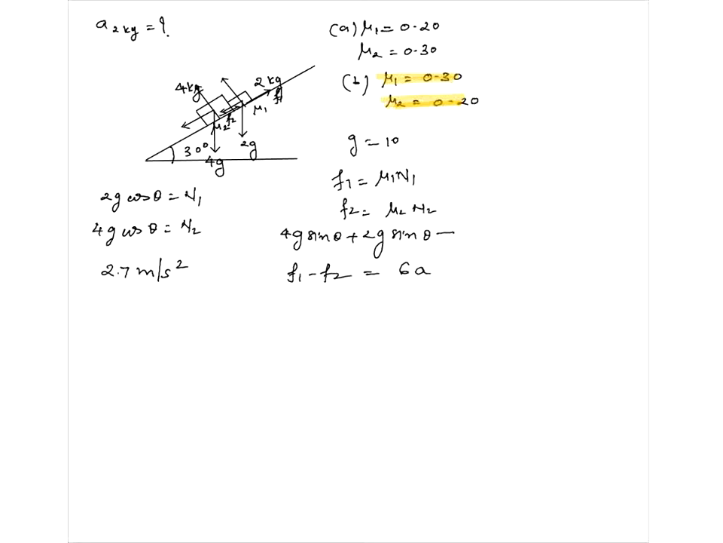This problem goes like this. You can see an inclined plane, angle is 30 degrees. There are different friction coefficients as far as the two blocks are concerned. Mu1 for this, mu2 for this. This is 2 kg block, this is 4 kg block. We want acceleration of 2 kg block under two different conditions. First condition, if mu1 is this much, mu2 is this much. Second condition, given.